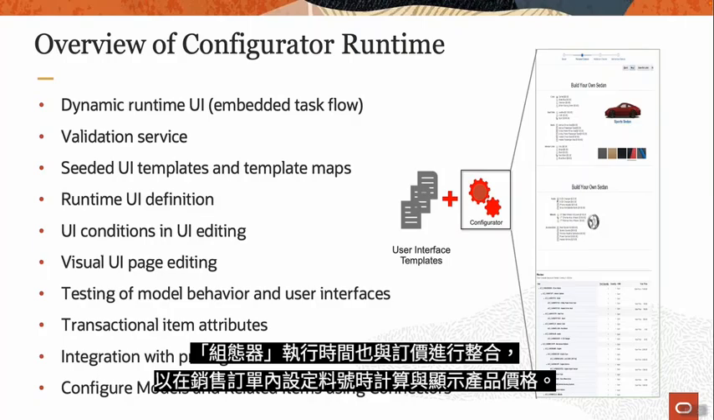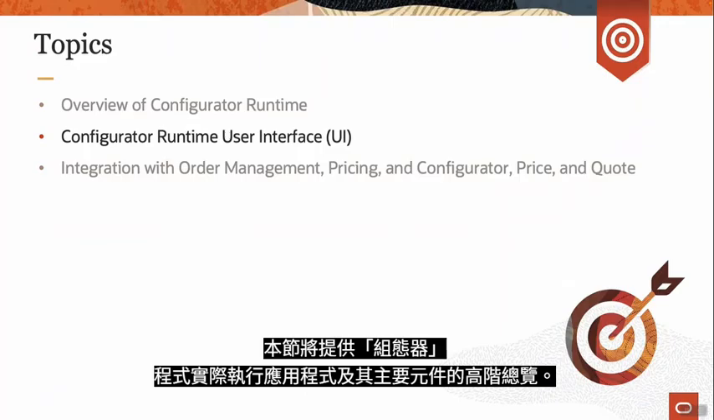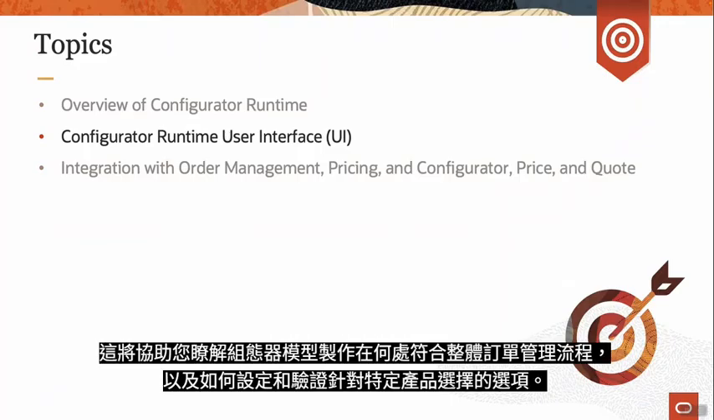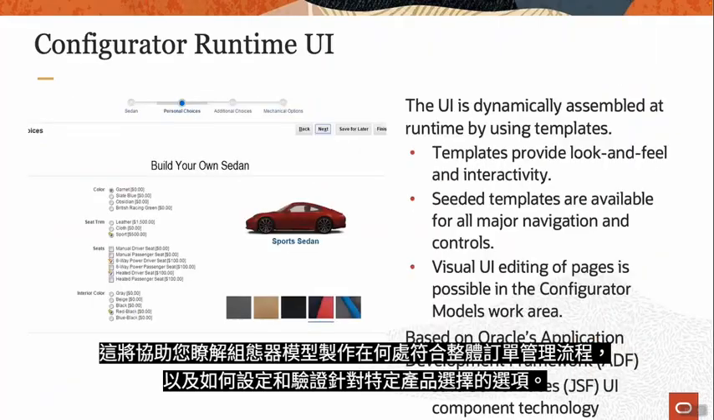The configurator is integrated with pricing so that the product prices are calculated and displayed while an item is being configured within your sales order. This section will provide a high-level overview of the configurator runtime application and its key components. It will help you understand where configurator modeling fits in with the overall order management flow and how you can configure and validate for a specific product.